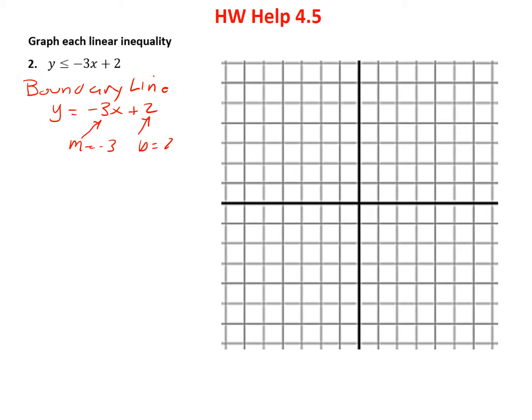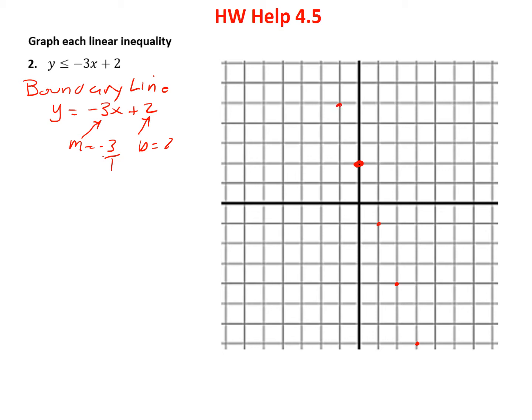So if I were graphing it, I would come over here and go to (0, 2). There's one point. And then my slope is -3, so that's -3 over 1. So it would be down 3 over 1, down 3 over 1, down 3 over 1. And I can even go backwards, up 3 and back 1, etc.